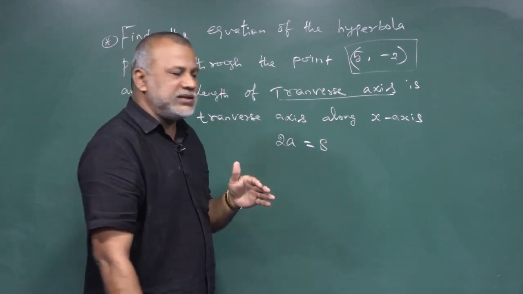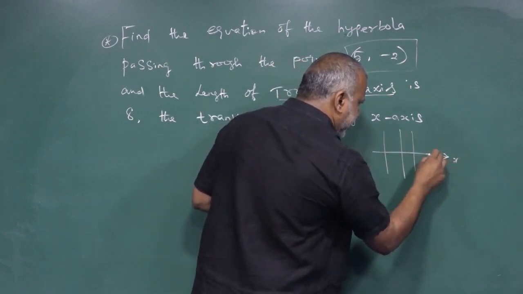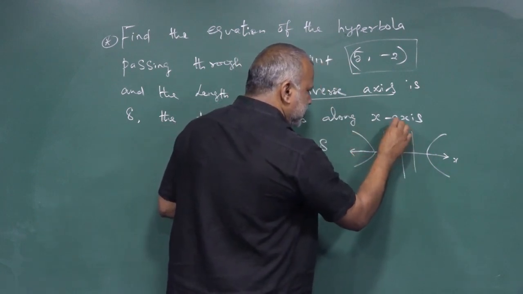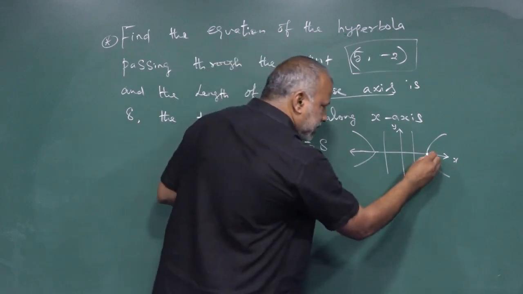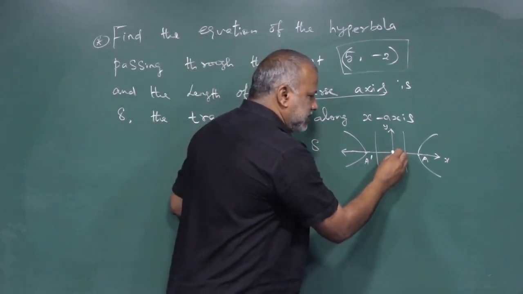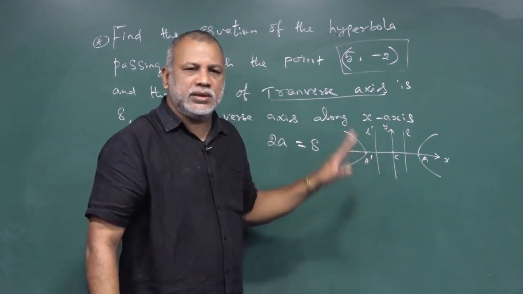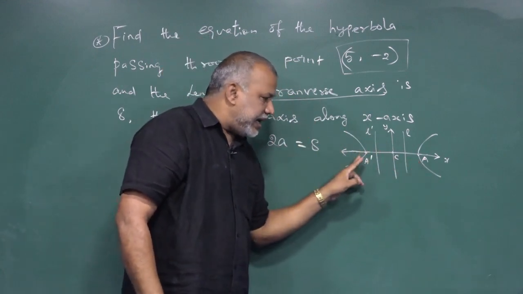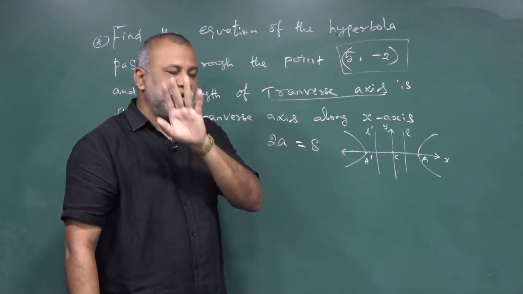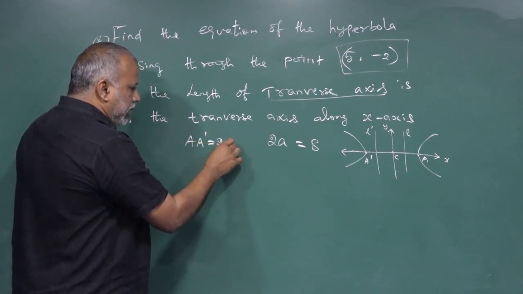What is the meaning of transverse axis? Already we know the basic concept. See, this is the simple diagram. So take down just for your clarification. So this is y-axis. This is x-axis. This is A and A dash. This is called vertices. A and A dash are called vertices. This is center C. Then this is L and L dash. Already all these concepts are discussed. Just for a recall, A A dash is equal to 2a. That A A dash is called length of the transverse axis. So length of the transverse axis is in general A A dash equal to 2a.